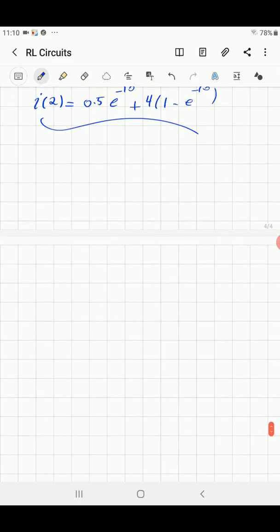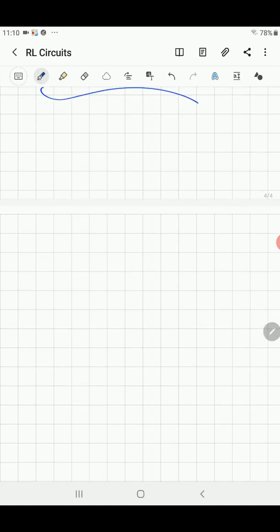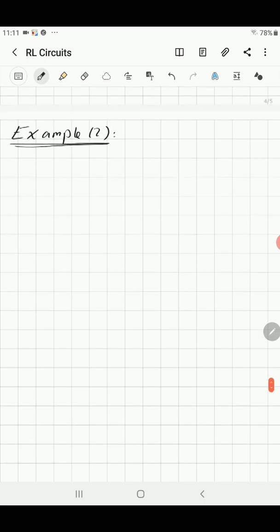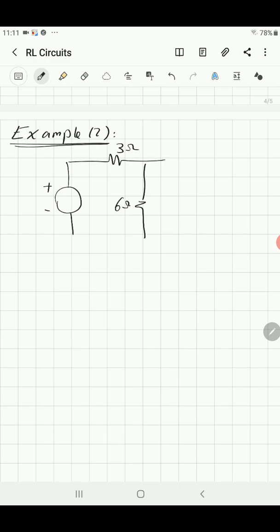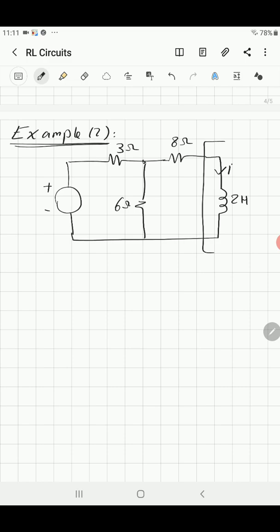Let's now take another example for how to calculate that time constant in some complex circuit. Example 2. The circuit is given already. Now we want to find the tau and find the current in the inductor and everything. You cannot find the R easily here because there are series and parallel. So what you're supposed to do is use Thevenin. Thevenin is just cutting this load, separating it from the network.